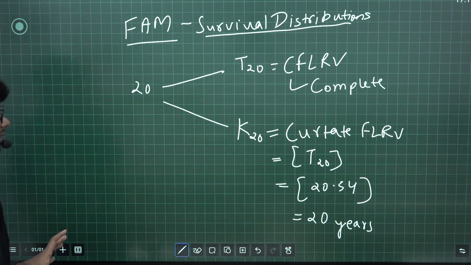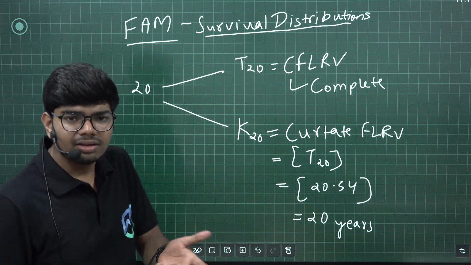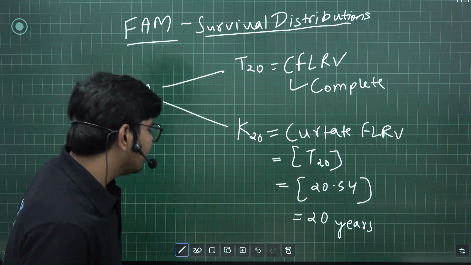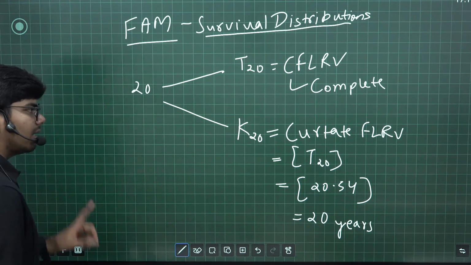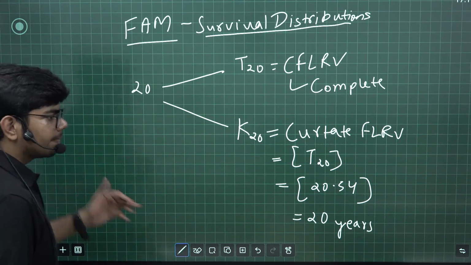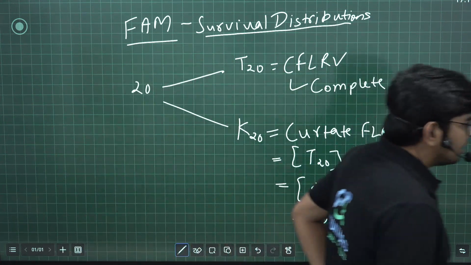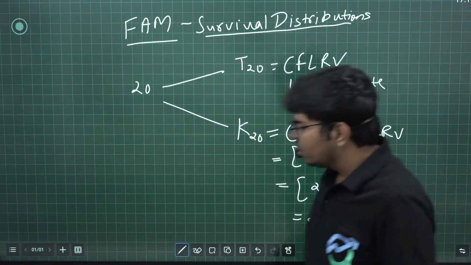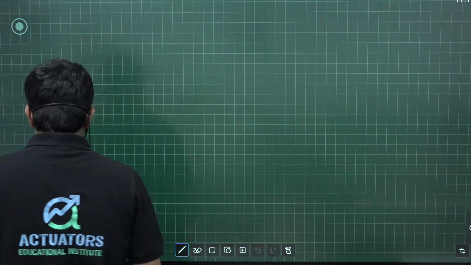There are two different variables which model a lifetime random variable, or how many more years you are going to live for, and that is either T20 or K20. Both of them are first of all random variables, and they are future lifetime random variables of a person who is aged 20. And the next thing is you will have to deal with different notations under this variable.